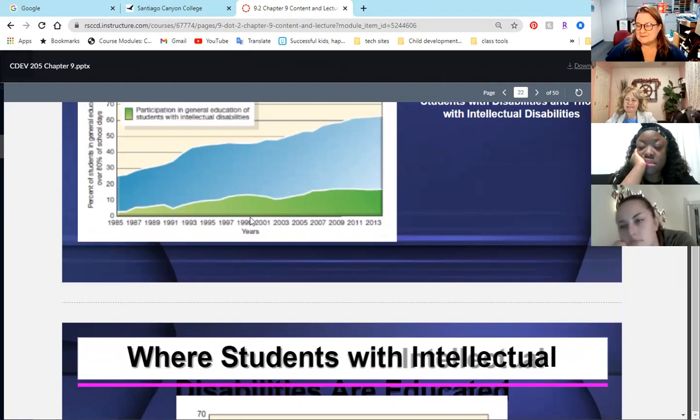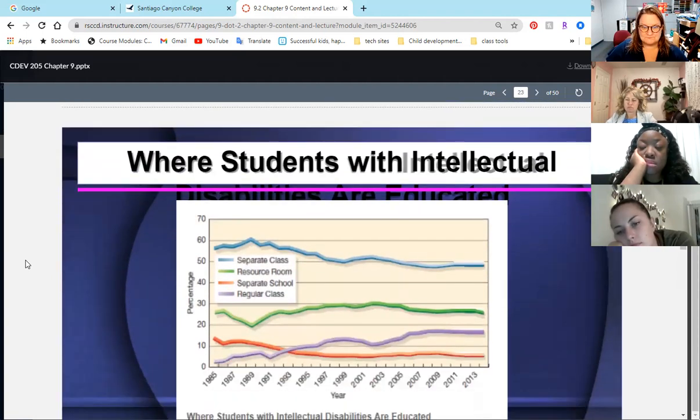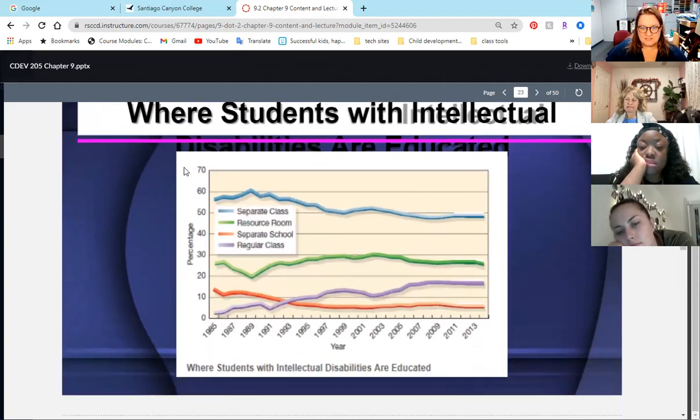You're going to see more kids with autism or learning disabilities or even speech and language needs in a gen ed classroom than you will see somebody with Down syndrome. Now, somebody with mild intellectual functioning, you might see more commonly in a gen ed classroom. And again, here, this is where we educate them.